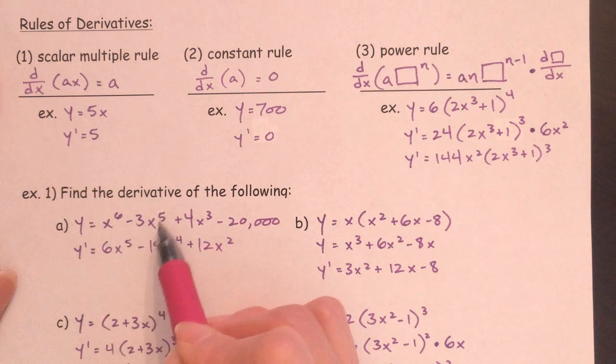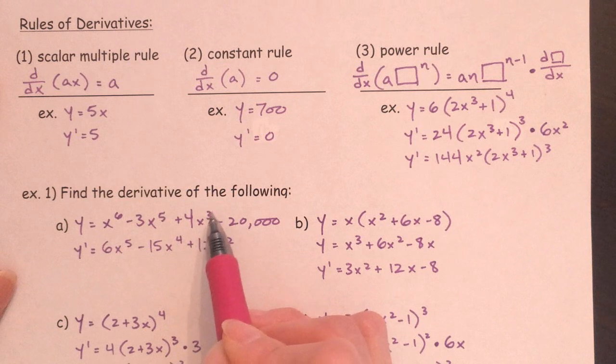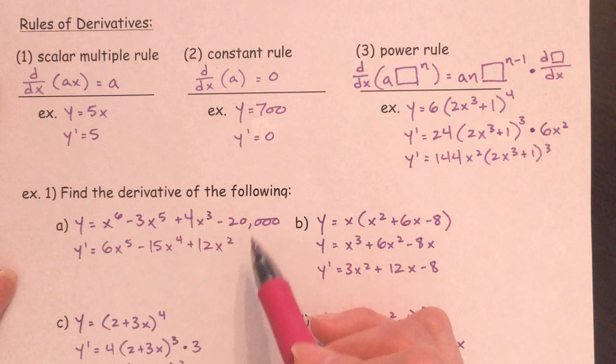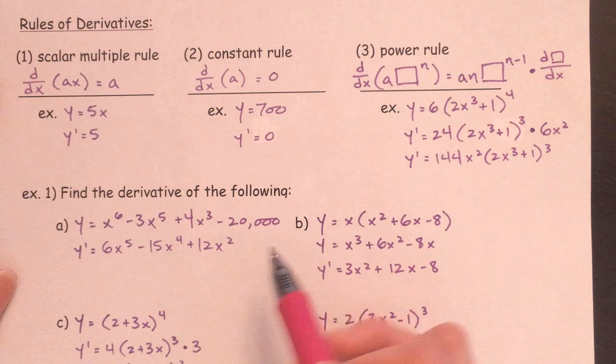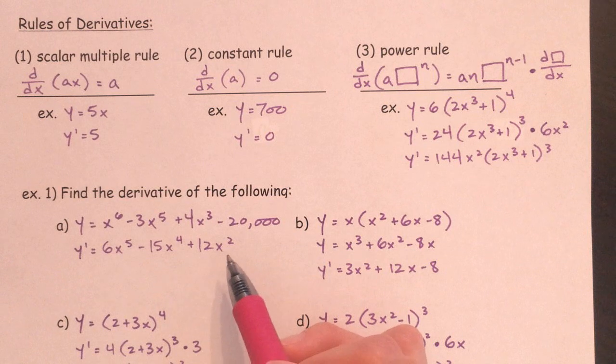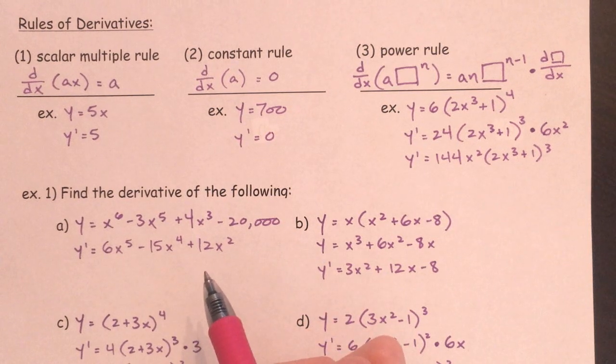Bring forward, multiply, minus 1. Bring forward, multiply, minus 1. This power is 0, so multiply, you get 0. That's why we don't write anything. So the power rule is really what we do if it's just an x, okay?